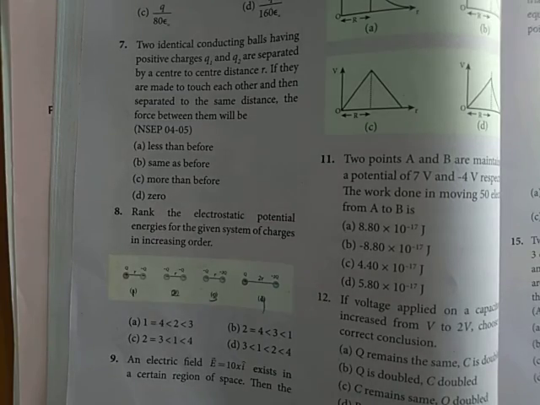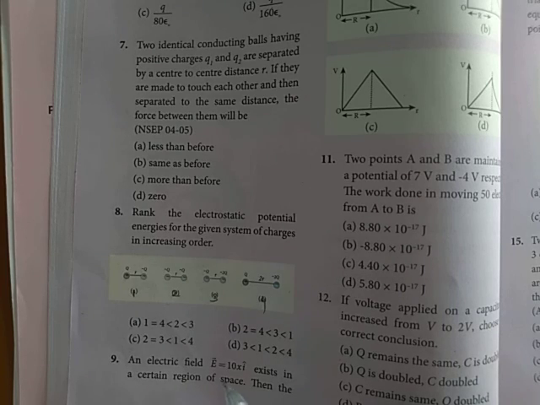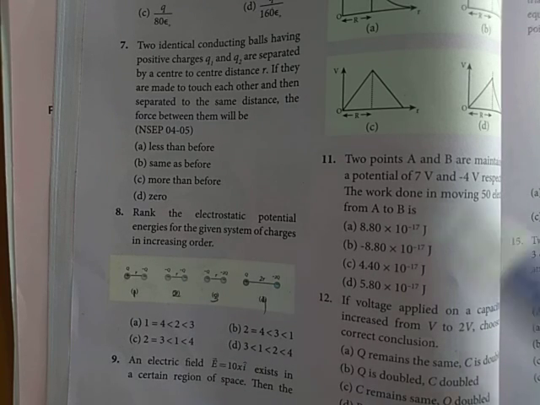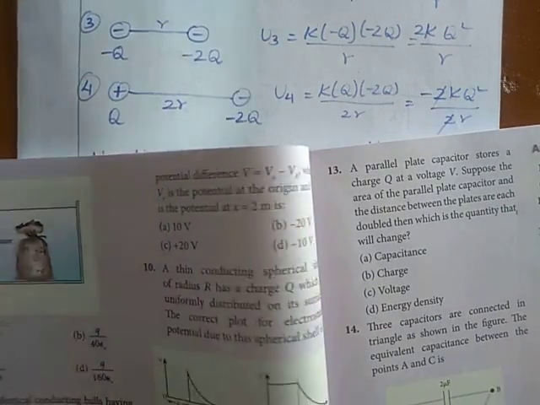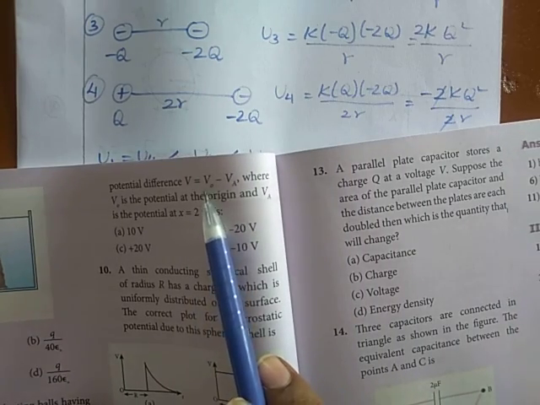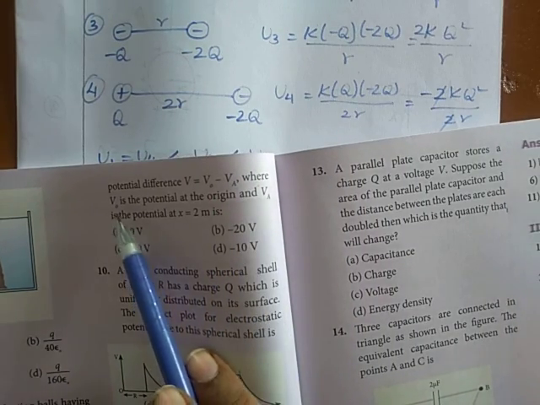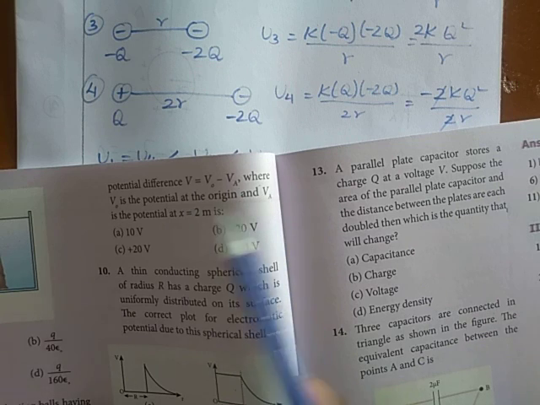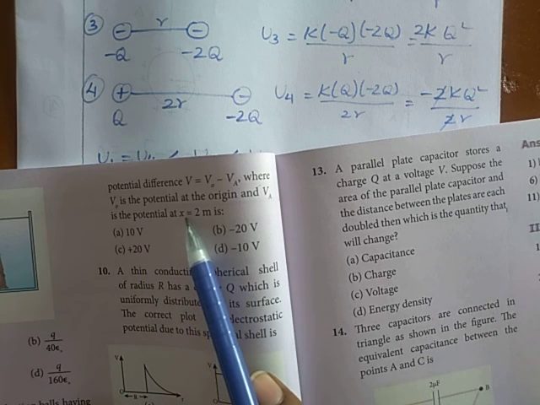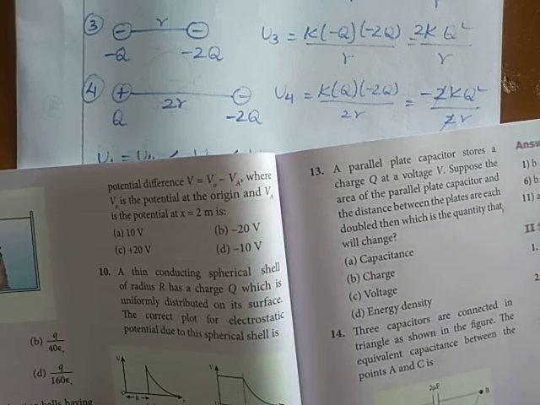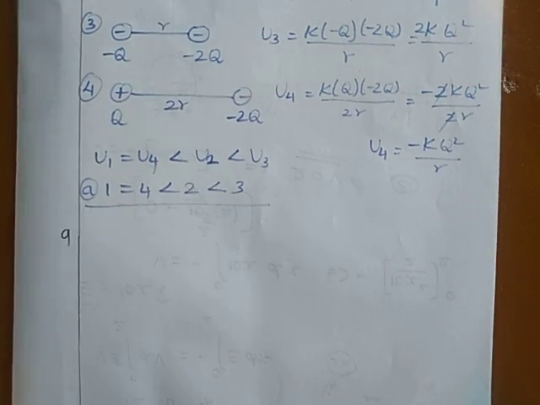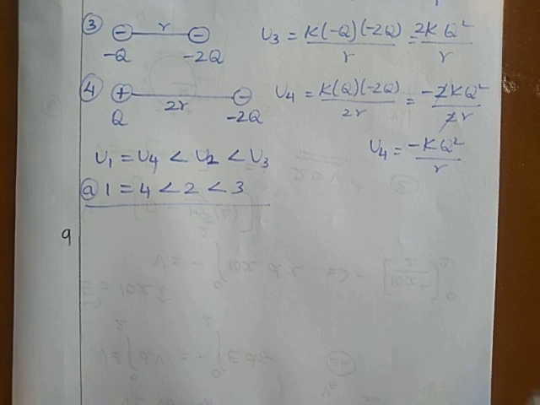Then question number 9. An electric field E vector is equal to 10x i cap exists in a certain region of space. Then the potential difference V is equal to V0 minus VA, where V0 is the potential at the origin and VA is the potential at a distance x is equal to 2 cm from the origin. They are asking the potential difference between V0 and VA. It is also an easy one.